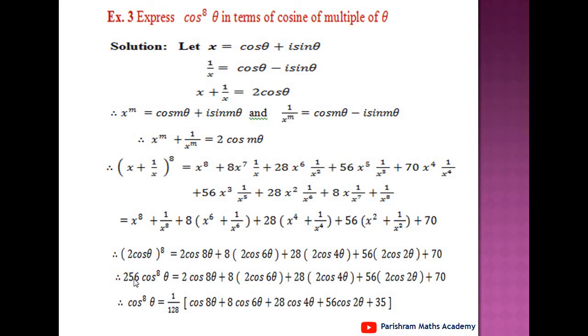And then by dividing 256 from the right hand side, from each term we can take 2 as common, 2 cancels, remains 1 upon 128 into cos of 8 theta plus 8 cos 6 theta plus 28 cos 4 theta plus 56 cos of 2 theta plus 35, which is the expansion of cos raised to 8 theta in terms of cosines of multiples of theta.